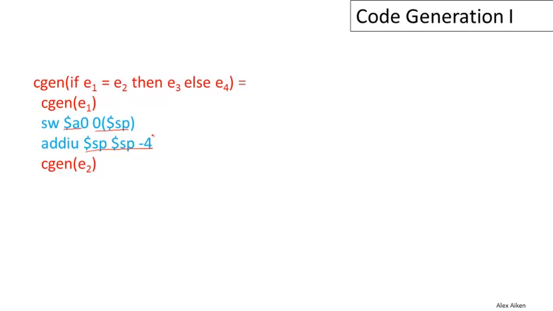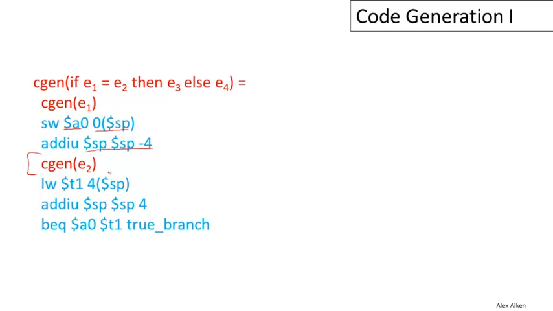Now we've evaluated both of the arguments to the predicate. The result of E2 is in the accumulator, and the result of E1 is at the top of the stack because, again, the evaluation of E2 will preserve the stack. So now we load the value of E1 back into a temporary register, and we pop the stack. And then we can actually do the comparison.